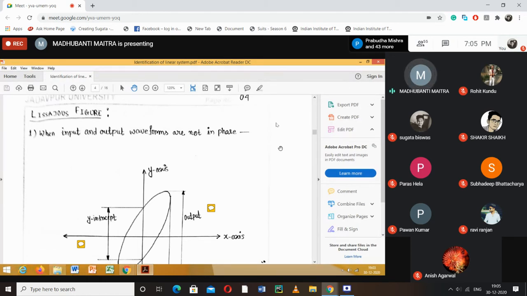So XY mode actually allows displaying the dependence of one physical quantity, that means the Y signal, on the other physical quantity, which is the X signal. That means the dependence of the output signal on the input signal. Clear?